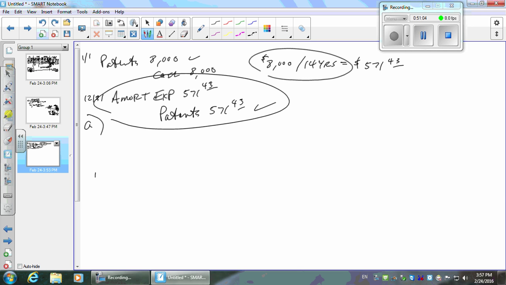On B, the whole company acquired a gravel pit, so this is natural resources. What they really want is the gravel, not the hole in the ground, right? They're going to give them back the land, okay?